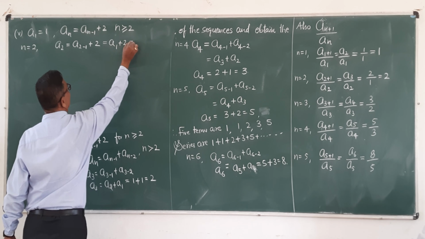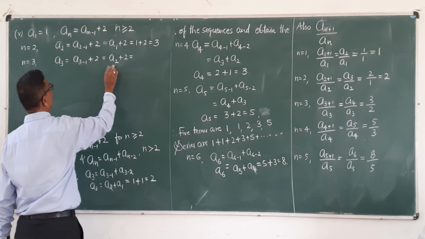Next, take n is equal to 3. a3 is equal to a3 minus 1 plus 2. That is a3 minus 1 is 2, plus 1. What is the a2 value?